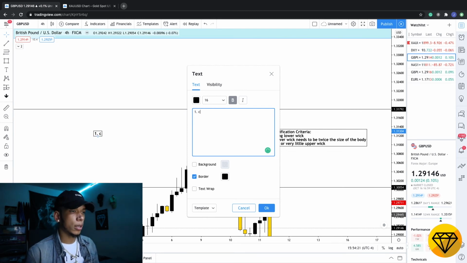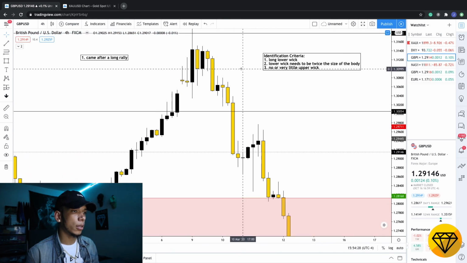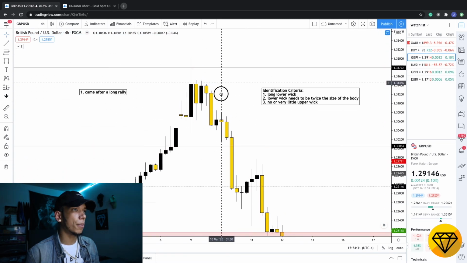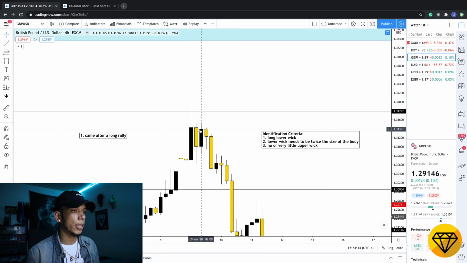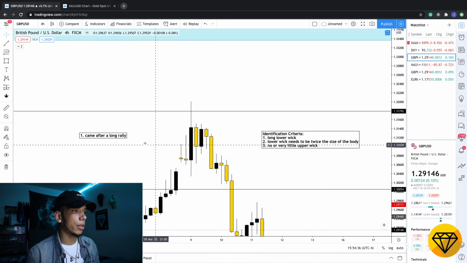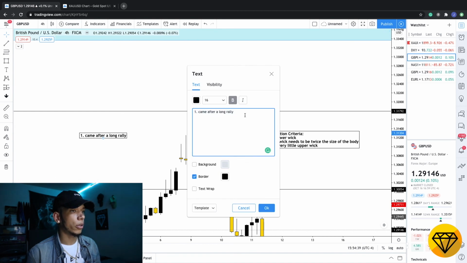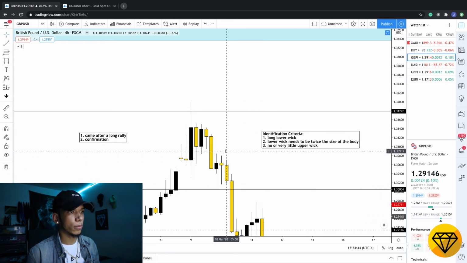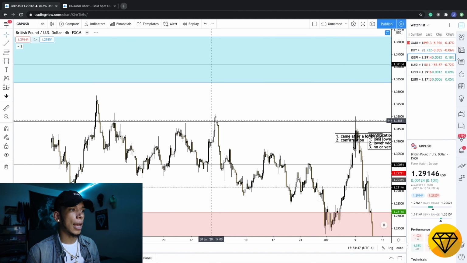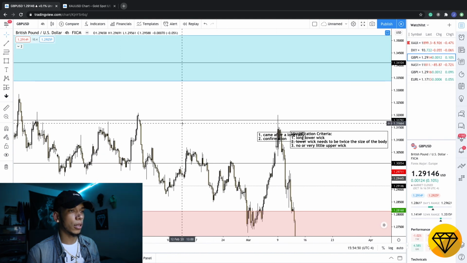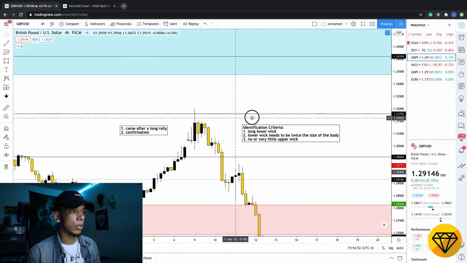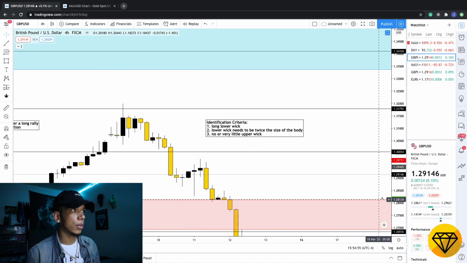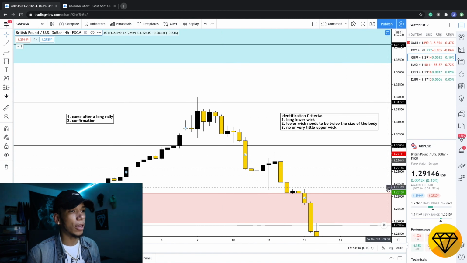Number one, it came after a long rally, right? We had this extended uptrend for a while. This ranging right here at this zone, and we caught a hanging man. Okay? So boom, confirmation. We're definitely at some structure here. Some resistance. More confirmation. Probably can find more on the lower time frames as well.